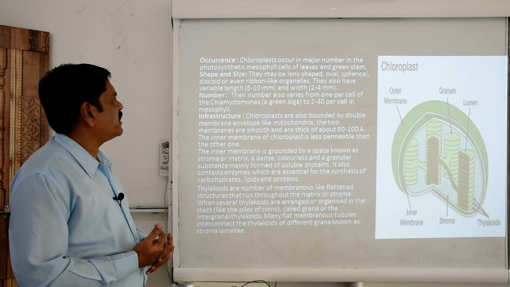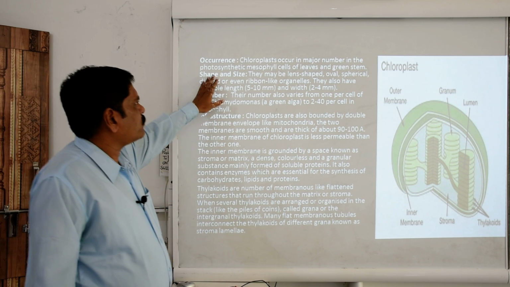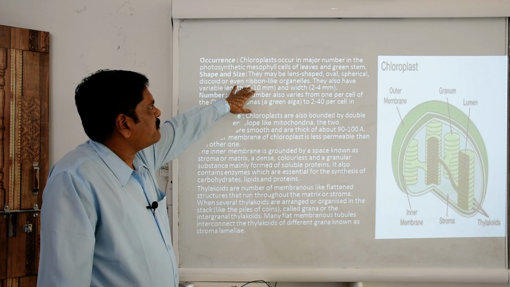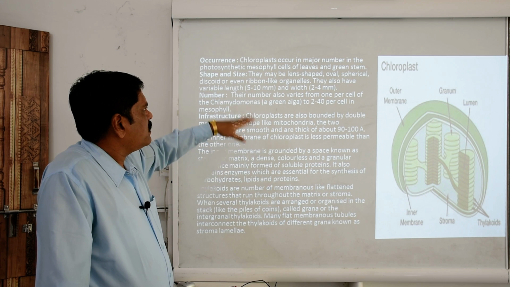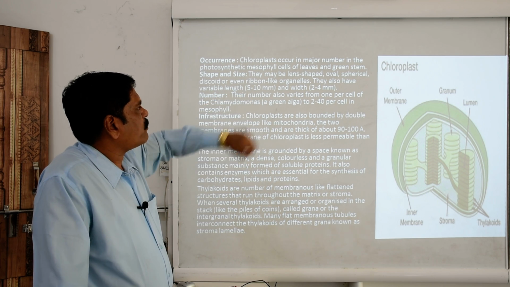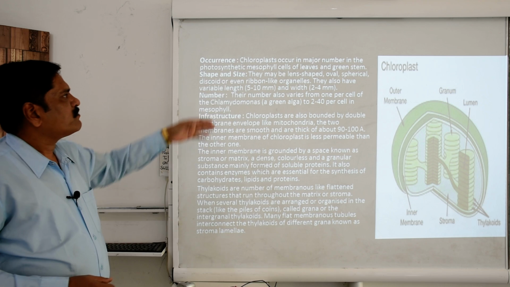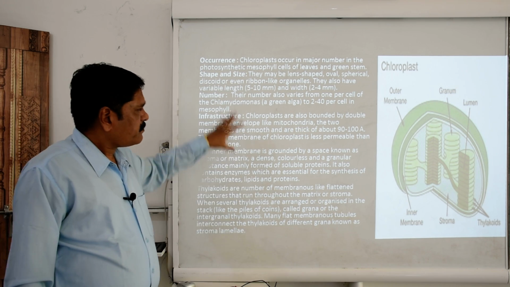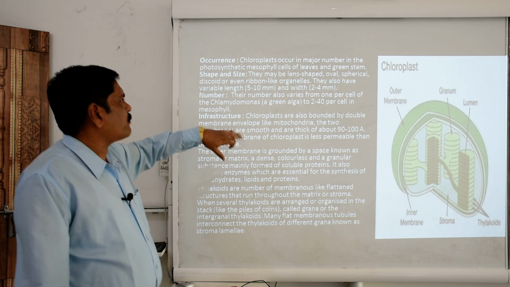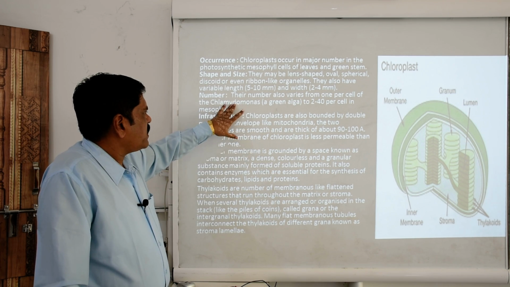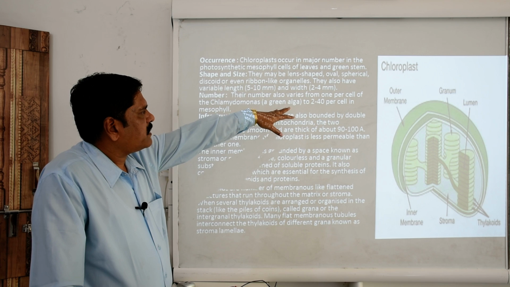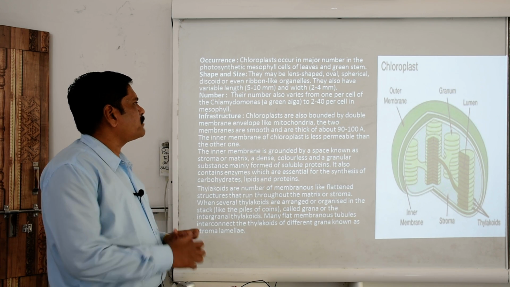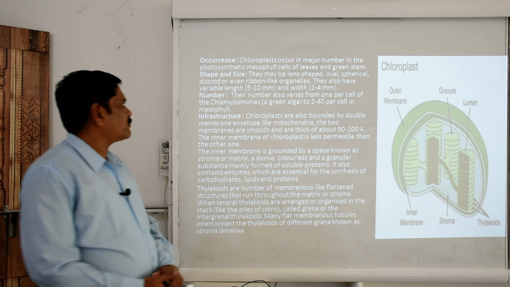Clear? It may be discoidal, ribbon shaped, or oval, and it basically has a length of 5 to 10 micrometer, and its width is 2 to 4 micrometer. The number also varies from cell to cell. Just like in Chlamydomonas, a single-cell structure, there is one chloroplast, while 20 to 40 per cell are present in a mesophyll cell.